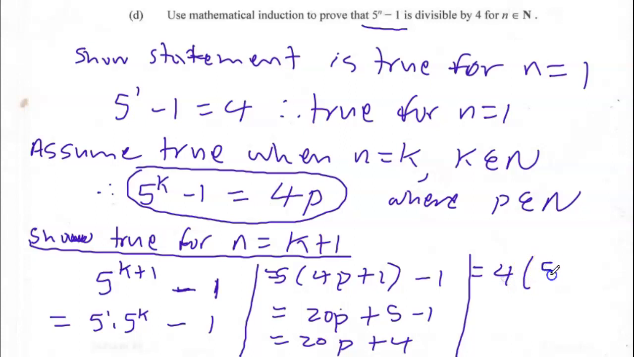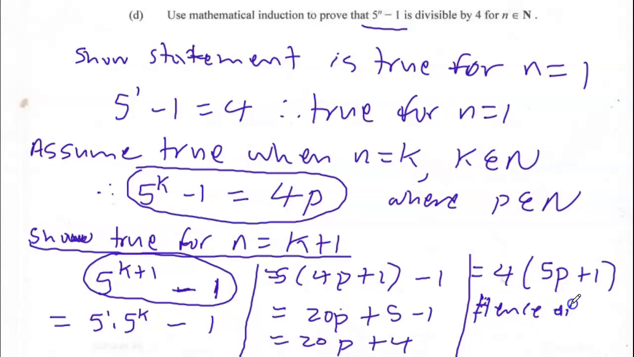So notice we have rewritten 5 to the power of k plus 1 minus 1 as 4 into 5p plus 1. And the fact that we can rewrite the expression there as 4 times a value means that 5 to the power of k plus 1 minus 1 is divisible by 4. Hence, true for n equal k plus 1. Hence, true for all natural numbers. So, in other words, what we set out to prove, 5 to the power of n minus 1 is always divisible by 4, as long as n is a natural number.